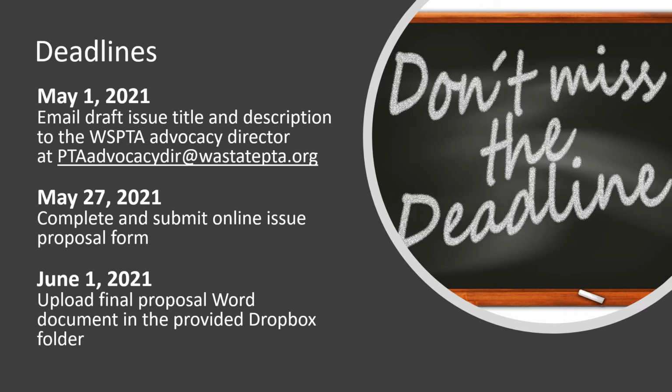The draft issue title and description are emailed to the Advocacy Director and are due May 1st. This allows the Advocacy Director to give preliminary feedback. It also allows them to encourage multiple submissions on the same topic to work together on one proposal. This step is optional but recommended. The completed online issue proposal form is due no later than May 27th, and the deadline to upload your final proposal Word document in the provided Dropbox folder is June 1st.